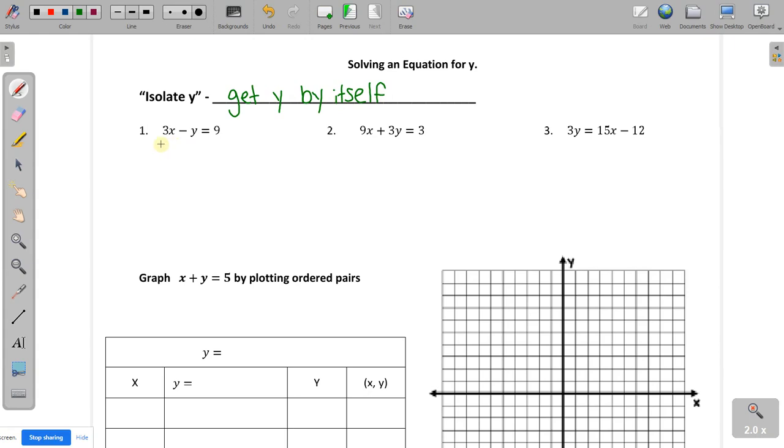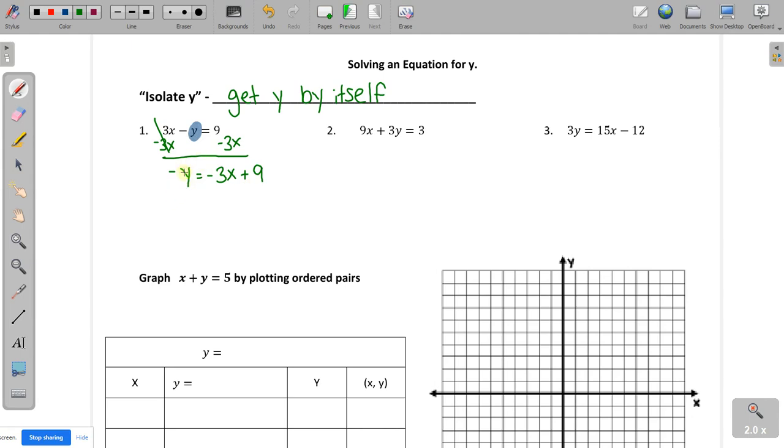So we have this equation, 3x minus y equals 9. We need y by itself, so we need to move over the x. We have 3x, which is positive, so we're going to subtract 3x from both sides. Cancels out. We have -y equaling -3x plus 9.